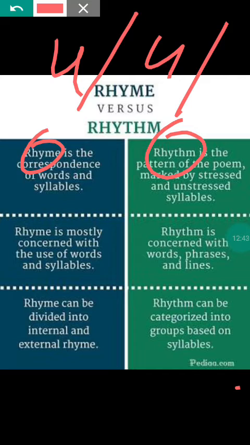Rhyme is mostly concerned with the use of the word and the syllable. Rhythm is concerned with the word, phrase and line. Rhyme can be divided into internal and external. There can be external rhyme and internal rhyme as well, which we point out with A, B like that.